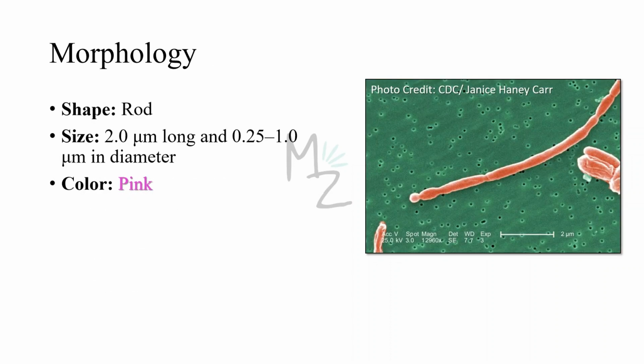Morphology. E. coli is a rod-shaped bacterium, as you can clearly see there in this picture. It is a straight organism. Size, it is 2 micrometers long, and it varies in diameter from 0.25 to 1 micrometer. It's pink in color, the reason is it's gram-negative.